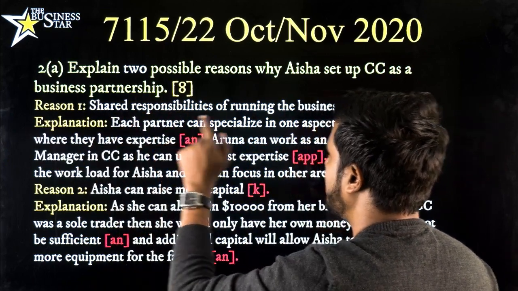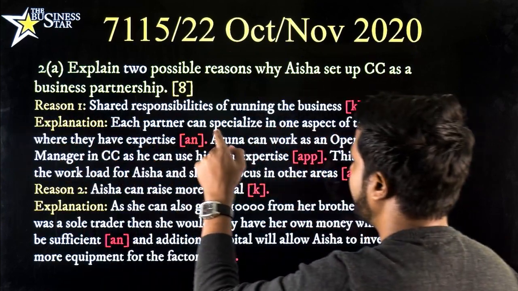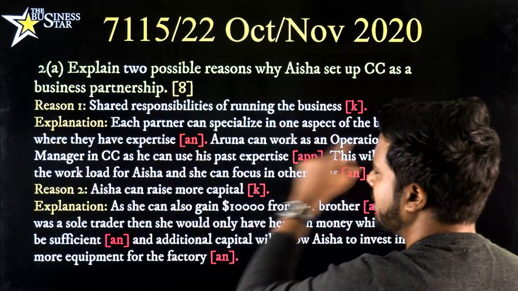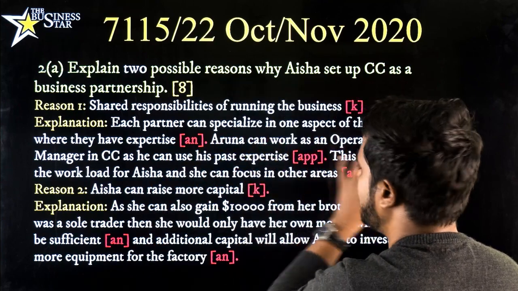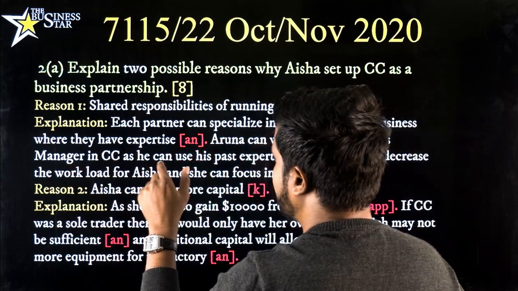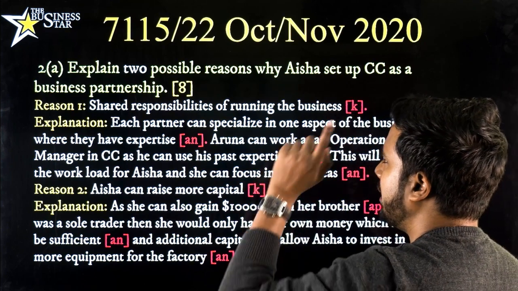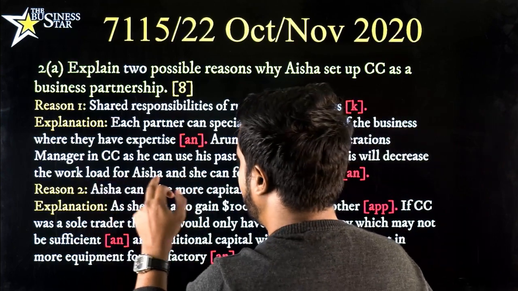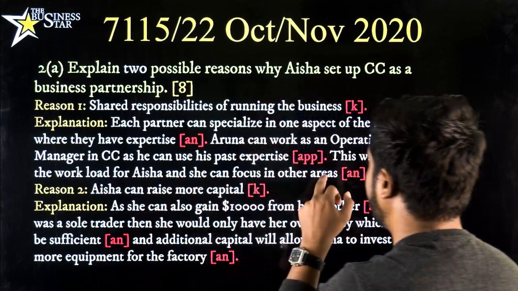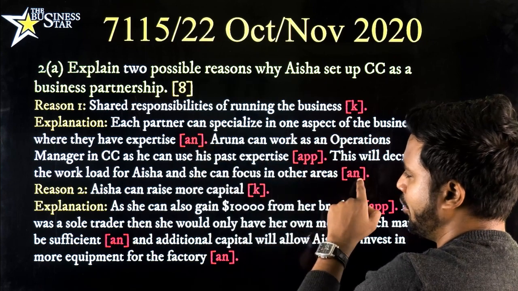Reason 1, shared responsibilities of running the business. This is the knowledge. In the explanation, each partner can specialize in one aspect of the business where they have expertise. Aruna can work as an operations manager in CC as he can use his past expertise. This is the application. Aruna is basically Aisha's brother. This will decrease the workload for Aisha and she can focus on other areas. This is the second analysis. Okay, so first mark, second mark, third mark, and fourth mark.